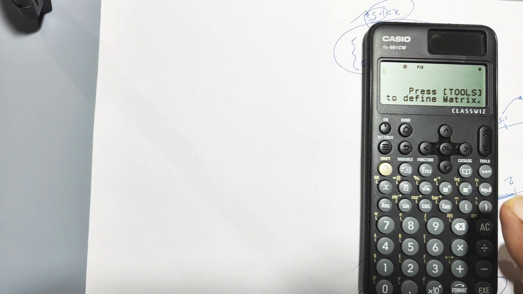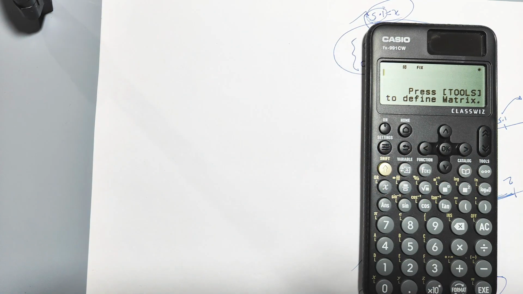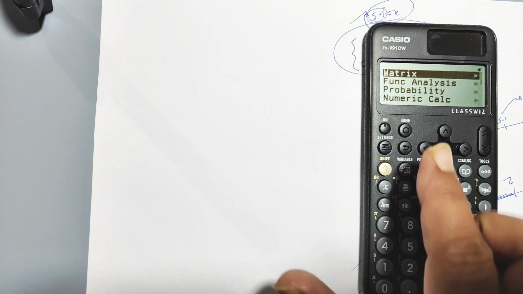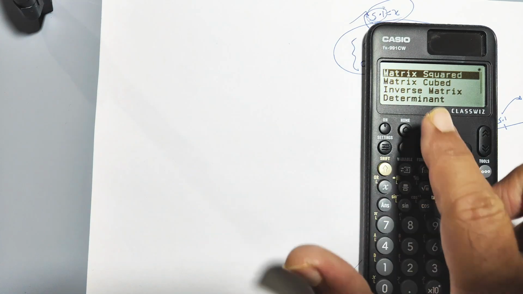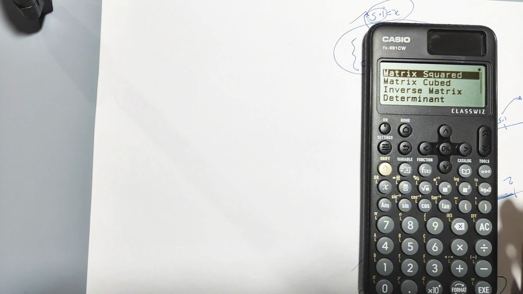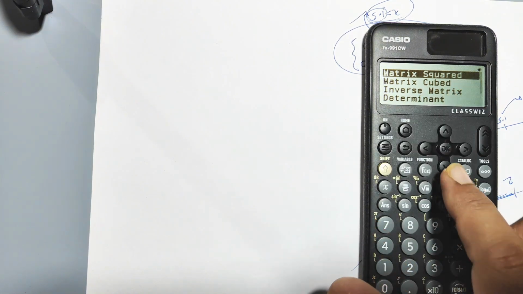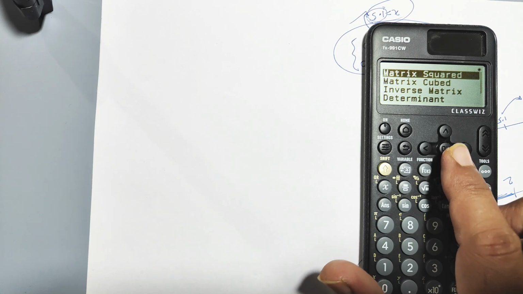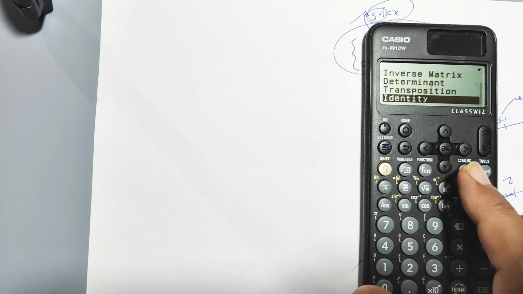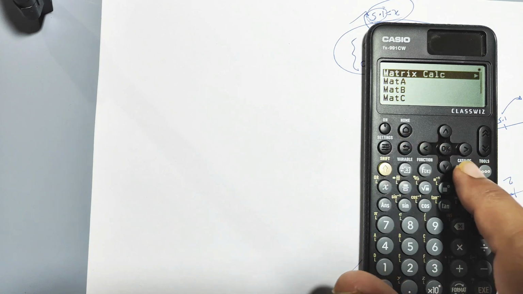If you want to use that matrix or do some operations on that particular matrix, you have to use catalog, right? Here, if you press catalog, see it is showing matrix. When you enter, it is showing matrix calculations. When you enter, you can square the matrix. But before squaring the matrix, you have to define it. So you need to go to catalog tools to define the matrix, right? So you can square the matrix, you can cube it, inverse of the matrix, determinant of the matrix, transpose, identity. You can also execute the identity matrix here, right? So we'll see all these things.